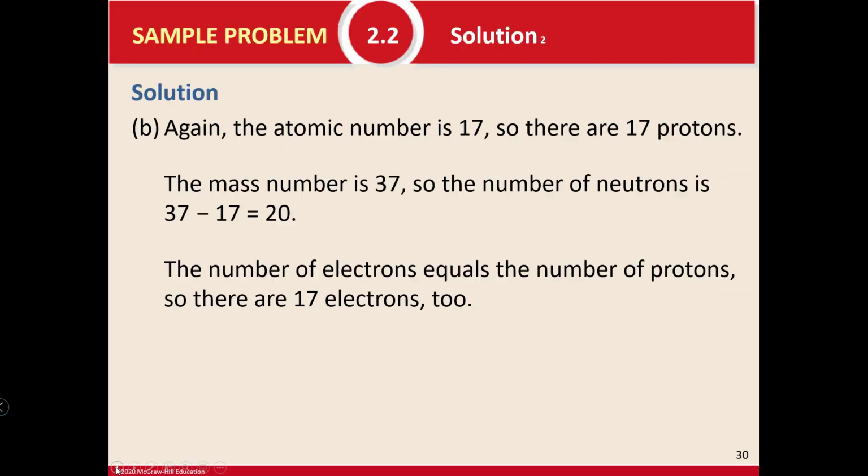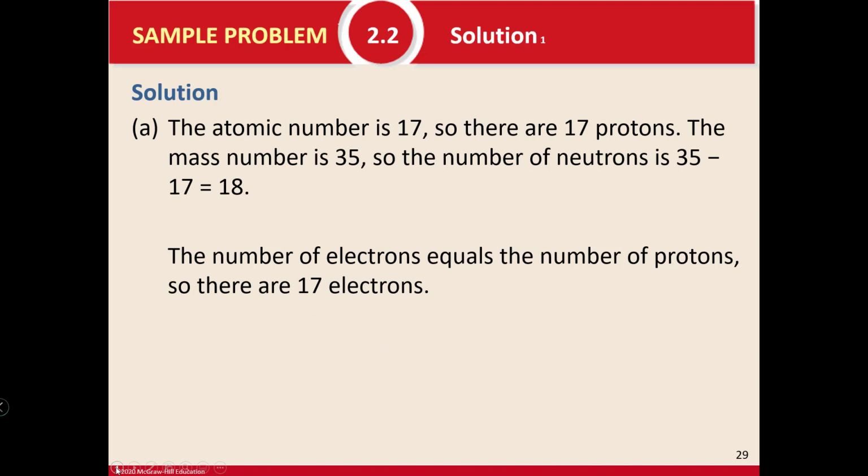Okay, let's get through this. So, the first one, atomic number 17, that defines chlorine. So we had chlorine defined by the atomic number 17. We have a mass number of 35. So 35 minus 17, we got 18 neutrons. So the way I'd write this is, how many protons? 17. How many neutrons? 18. How many electrons? It's got to be the same number as protons.